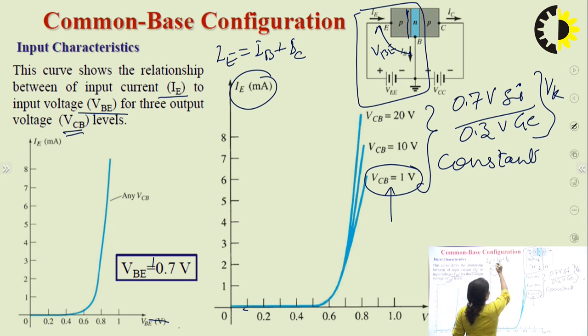So here you can see that the contribution to the total emitter current is the base current, the collector current due to the majority charge carriers, and the collector current due to the minority charge carriers. The current due to this voltage is very, very small, and that is the reason the graphs are almost the same. There is a very small effect of this reverse voltage on the input characteristics of the common base configuration.